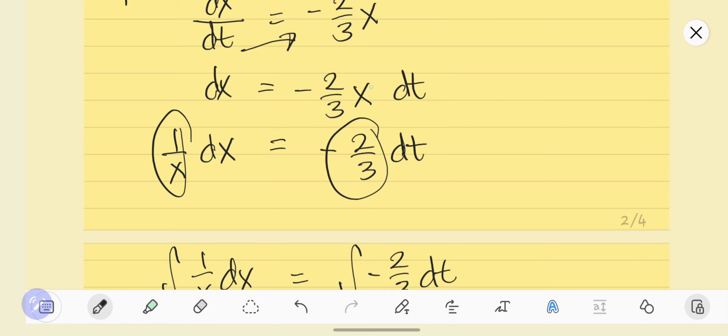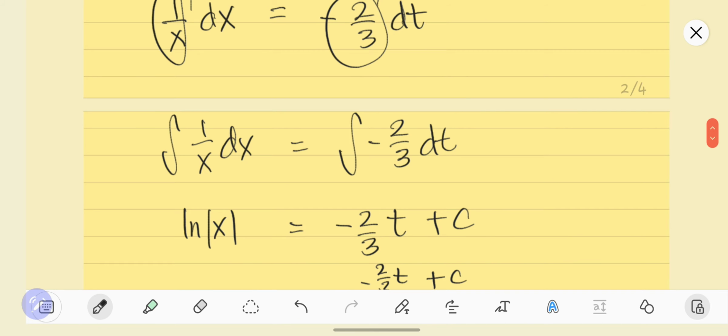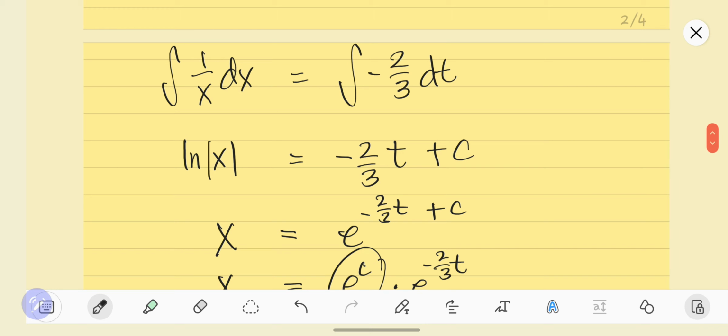And then again transpose your function of x into the other side of the equation, so we are combining the like terms. So 1 over x dx is equal to negative 2/3 dt. Next step is we integrate this. The integral of 1 over x dx is equal to the natural log of x, and the integral of negative 2/3 dt is negative 2/3 t plus c.